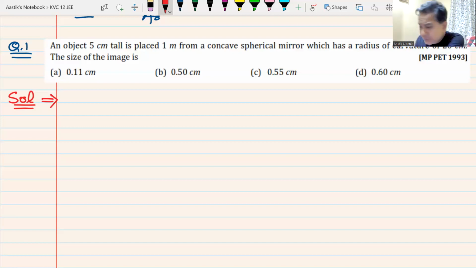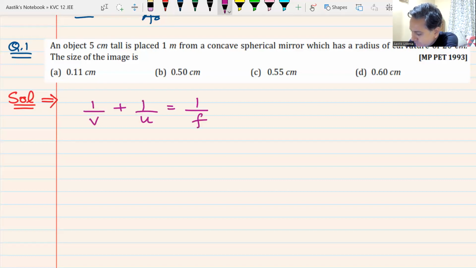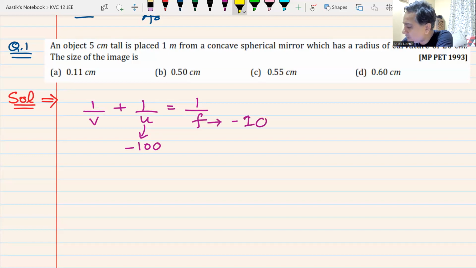How are you supposed to do it? Well, you go 1 by v plus 1 by u is equal to 1 by f. Okay. So what do you do next? u is minus 1, f is minus 10. u is minus 1 meter, minus 100. We have converted into centimeters. Okay, great. f is minus 10 because the radius of curvature is given as 20. So focal length becomes half of that, and it is a concave mirror. So it is negative.